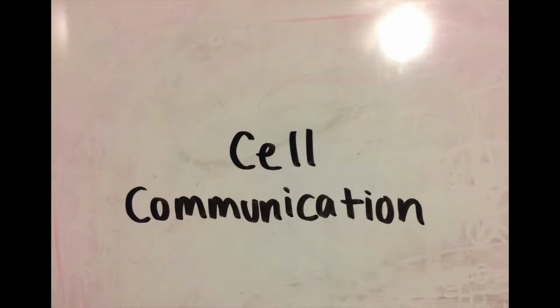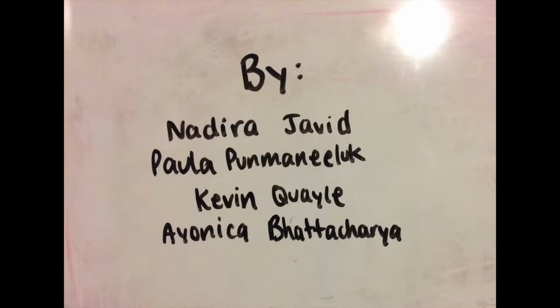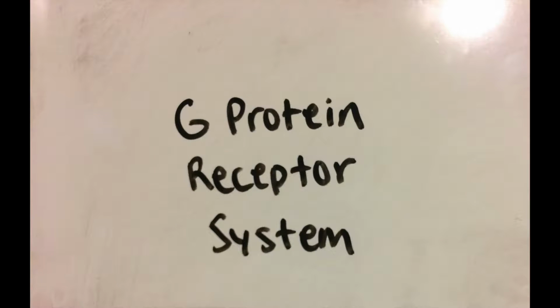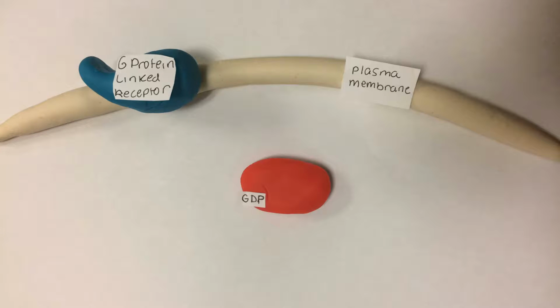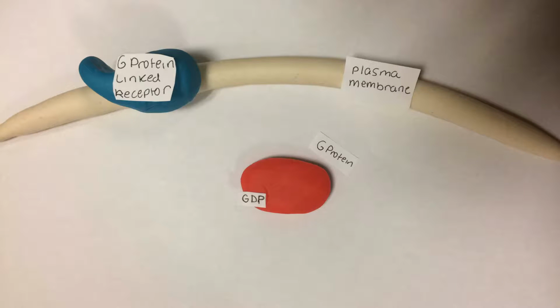Today, we will be discussing the different methods of cell communication. First off, we will discuss the G-protein receptor system. As you see here, we have the plasma membrane with the G-protein linked receptor embedded in the membrane. Next, we see the inactive G-protein. This G-protein is inactive due to the presence of guanosine diphosphate, or GDP, as opposed to guanosine triphosphate, or GTP.